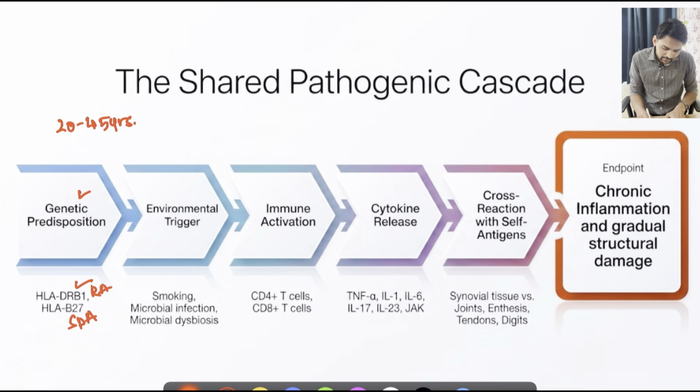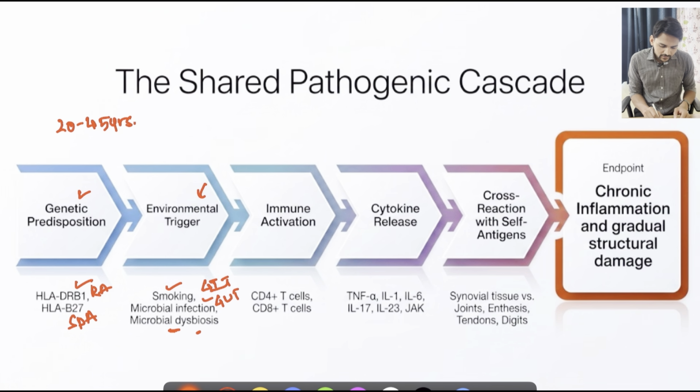Over that, some environmental insult will happen, for example smoking or microbial infections, mainly of the GIT or genitourinary tract, and they might trigger the further process. Otherwise, microbial dysbiosis, mainly of the gut microbiome, might also lead to the initiation of the pathogenic event.